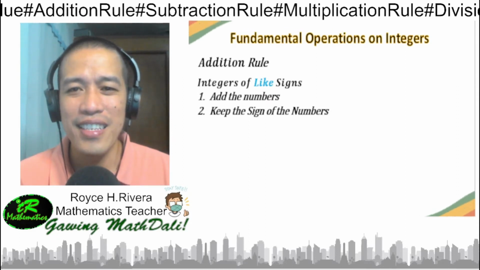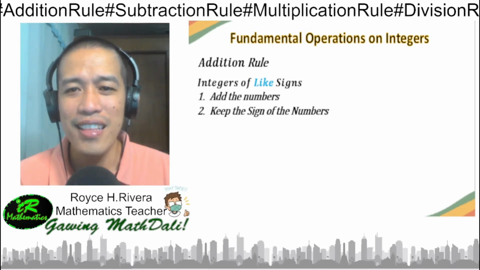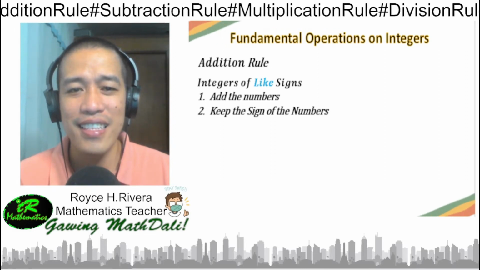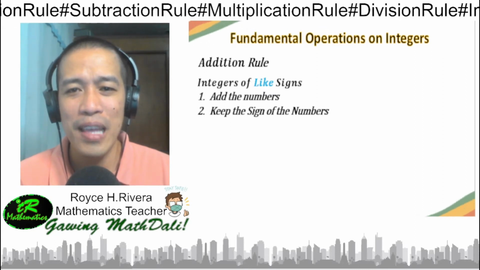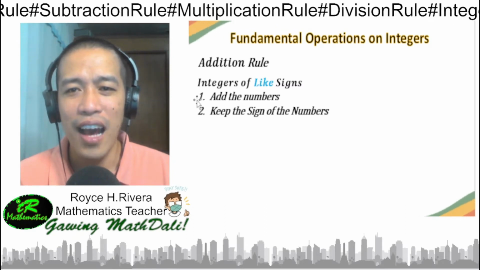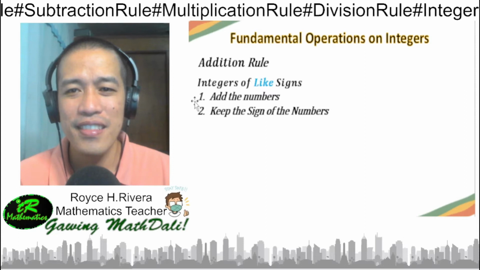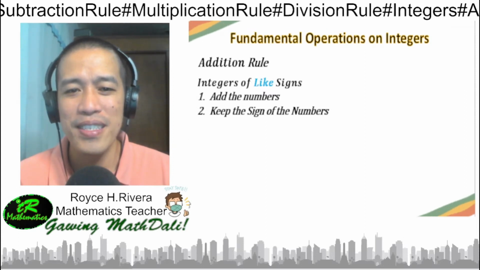Let us now discuss the addition rule for integers of like signs. We have to follow 2 steps. Number 1, add the numbers. Number 2, keep the sign of the numbers.